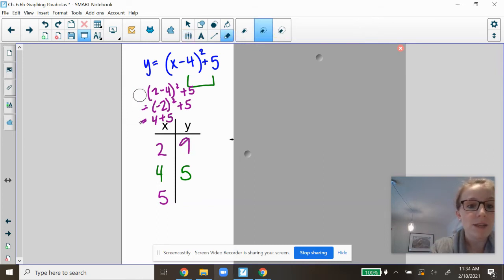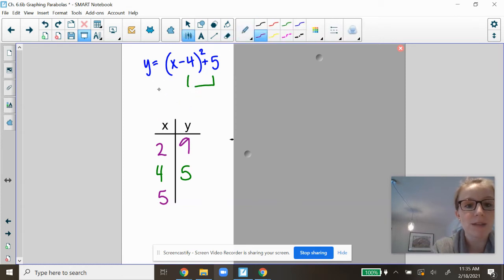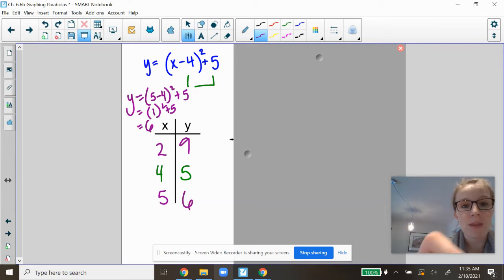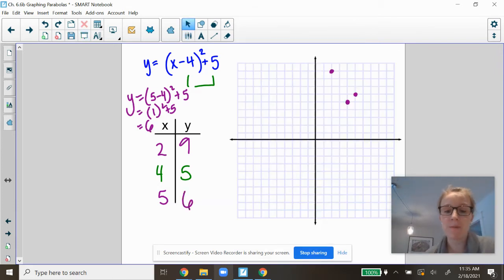All right, now let's go back. And now we're going to plug in the other number that I chose, which is +5. So I'm going to say y equals, I'm going to do 5 instead of x, minus 4 squared plus 5. 5 minus 4 is 1 squared plus 5. 1 squared is 1. 1 plus 5 is going to get me to 6. When I graph these points, it ends up like this.